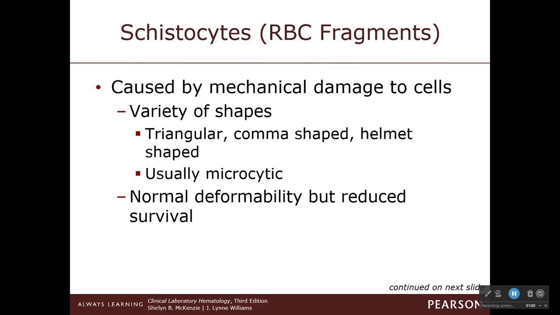Schistocytes. So these are actually what I was talking about a while ago. A acanthocyte is different than a schistocyte. Schistocytes are actually RBC fragments, all right? So these are like pieces of red blood cell that have been left. Usually they are microcytic, very, very small. It's just normal deformability, but reduced survival. Okay, so in other words, they can kind of do what they need to do. They just don't survive the whole 120 days most of the time.